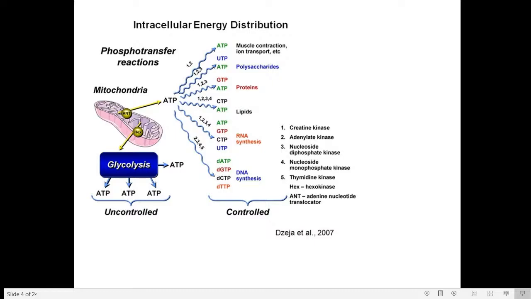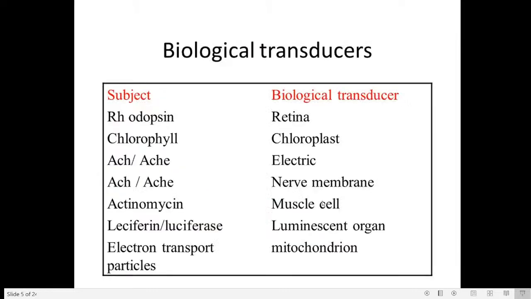Then hexokinase and adenine nucleotide translocator. In DNA synthesis, three things are very important: thymidine kinase, hexokinase, and adenine nucleotide translocator. These are the proteins and enzymes involved in the energy transduction of intracellular processes.